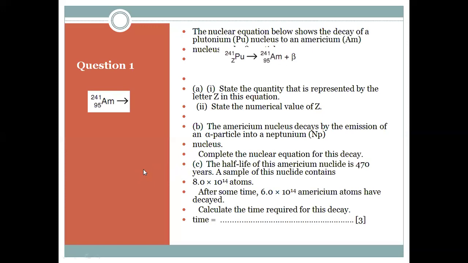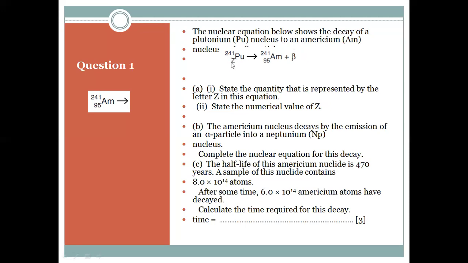Now we will solve some questions related to nuclear decay, that is half-life. So here, this is a question. The nuclear equation below shows a decay of a plutonium nucleus to an americium nucleus. So here the equation is given and it is emitting a beta particle. You have to write the quantity that is represented by the letter Z. Letter Z is the proton number or atomic number.